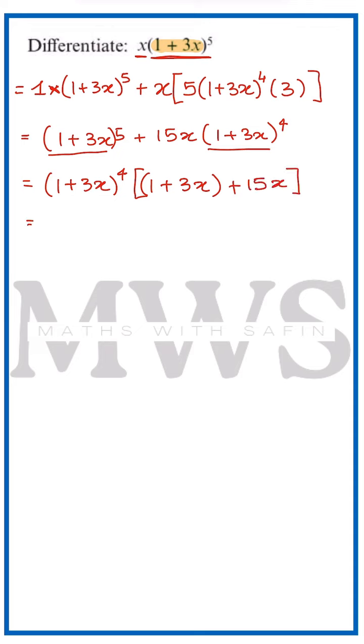So now if you simplify this out, that gives us (1 plus 3x) to the power 4, bracket, and this here simplifies down to 1 plus 18x. And now this is our answer simplified. So this is how you do the product rule. This is a nice and quick way to do it. And then we simplified our answer, making sure that our answer is in the simplest form. Thank you.